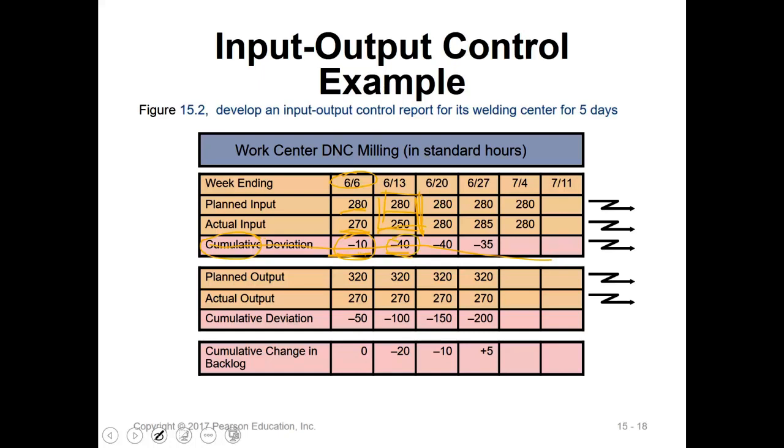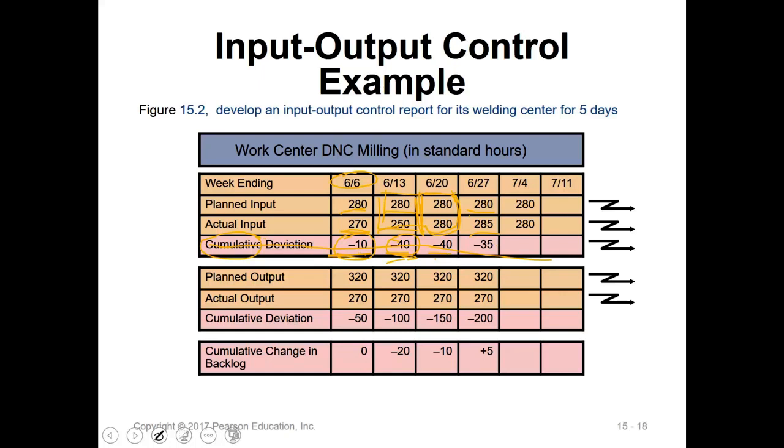And for another week, in the week of June 20th, now we see no deviation, and then the cumulative deviation will be exactly the same as the previous week. So negative 40. Do you see what I'm saying over here? And in the fourth week, the actual input is 285, but the planned is 280. So there is a positive 5, and then positive 5 plus a negative 40. Now we have a negative 35.